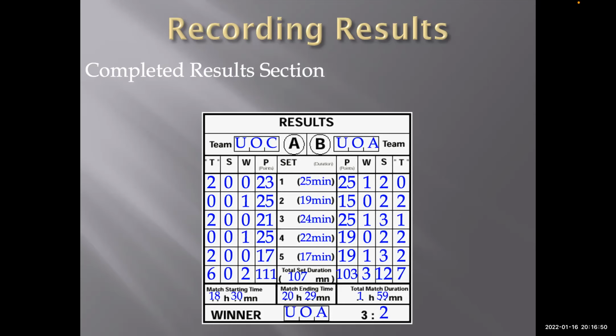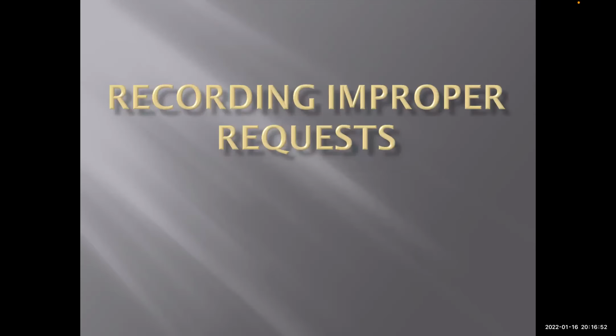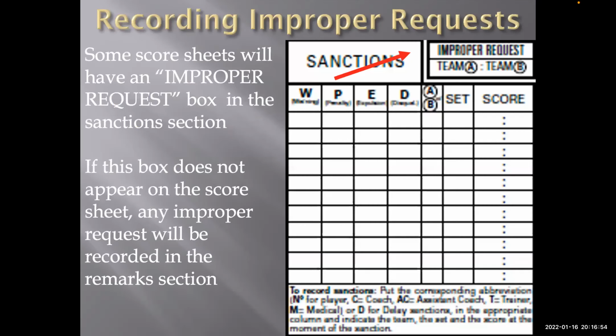Okay, so that's kind of what it looks like when it's done. Improper requests, you probably won't get any of these. If you understand what they are, that's great. A referee will tell you if there's an improper request. It's not really relevant to understand it.